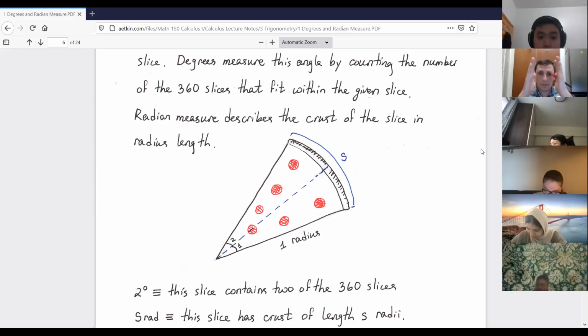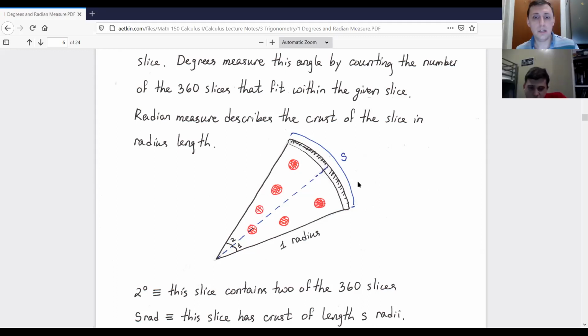If I make my pizza bigger, my radius gets bigger. Right, but the measurement will then be invariant. I don't measure it in inches, I don't measure it in centimeters. I always measure the circumference by taking out the radius and folding it along the circumference. Does it make sense? So this angle S is radian measure.